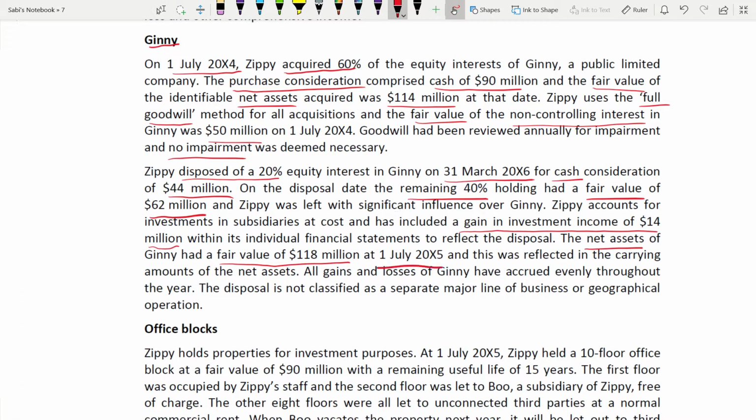So 1st of July 2005. Okay, and this was reflected in the carrying amount of the net assets.